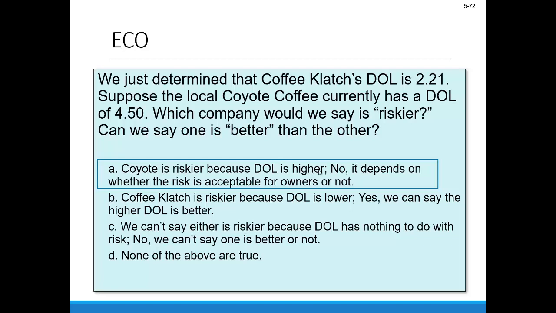We can't say, though, that one's better than the other or not. It depends on whether the risk is acceptable for owners. If we have very risk-seeking owners, yeah, they might love to have this DOL of 4.5. That way, if the company can drum up some sales, they're going to feel it on the bottom line a lot faster. So we can never say one's better than the other, but we can certainly say one is riskier.